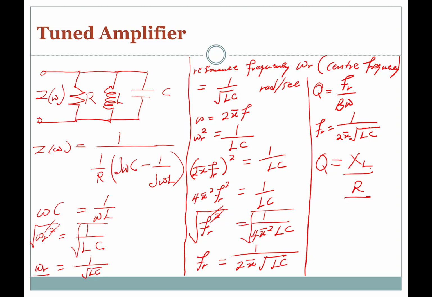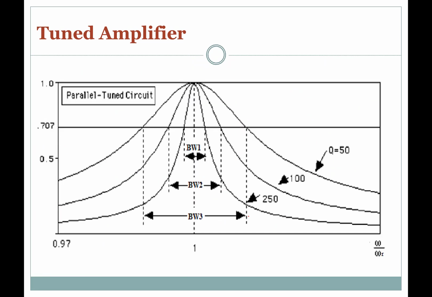From the above, it is very clear that the narrower the bandwidth, the higher the quality factor. From this equation, if the bandwidth is narrow, our Q factor would be better.